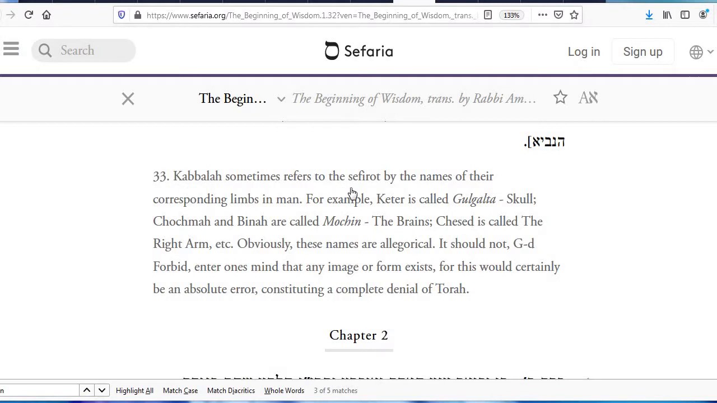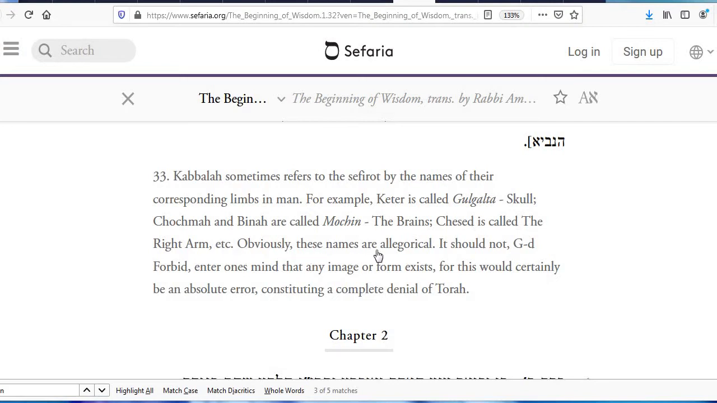Kabbalah sometimes refers to the Sephirot by the names of their corresponding limbs in man. For example, Keter is called Golgotha, or skull. And then Chochmah and Binah are called Mochin, so the brains. Interesting. Chochmah and Binah are called the brains, plural. Chesed is called the right arm, etc.